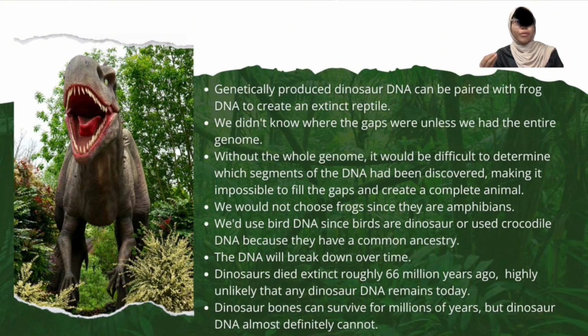However, if we knew the full genome and wanted to fill in the gaps with fragments, we would not choose frogs since they are amphibians. And if we were going to do it, we would use bird DNA since birds are dinosaurs. We might also utilize crocodile DNA because of the common ancestor. Furthermore, the DNA will degrade over time. Dinosaurs became extinct around 66 million years ago, and it is highly unlikely that any dinosaur's DNA exists today, because dinosaurs' bones can survive for millions of years. But dinosaur DNA almost definitely cannot.